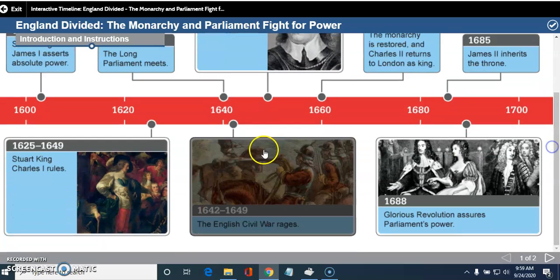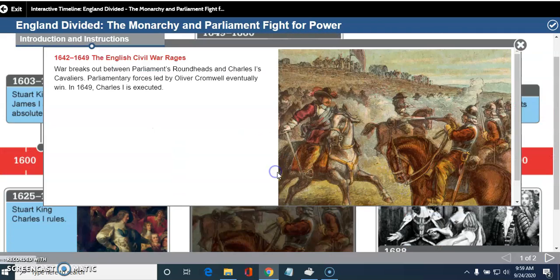You also have the English Civil War raging, so let's look at that. War breaks out between the Roundheads. That's the normal people, the common people, and they represent Parliament. Now, some in Parliament, particularly the Lords, joined Charles's army, and they were the Cavaliers. So Charles had the Cavaliers, and Parliament had the Roundheads.